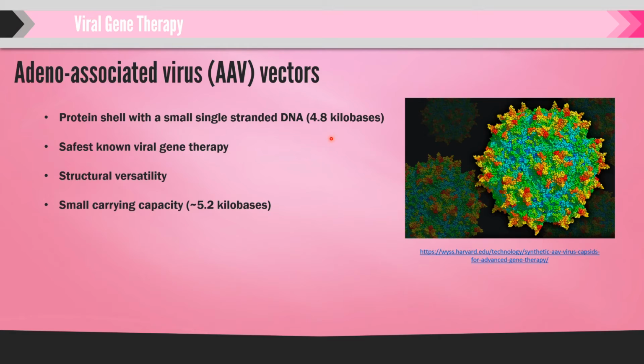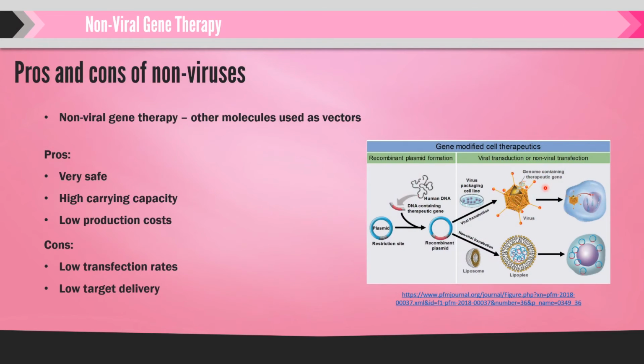Now, the biggest drawback of AAV vectors is their small carrying capacity. It's only about 5.2 kilobases, and we're going to see when we compare them to non-viral genes that this is a blow to their applications. So pure non-viral gene therapies, right? This is the next one we're going to cover.